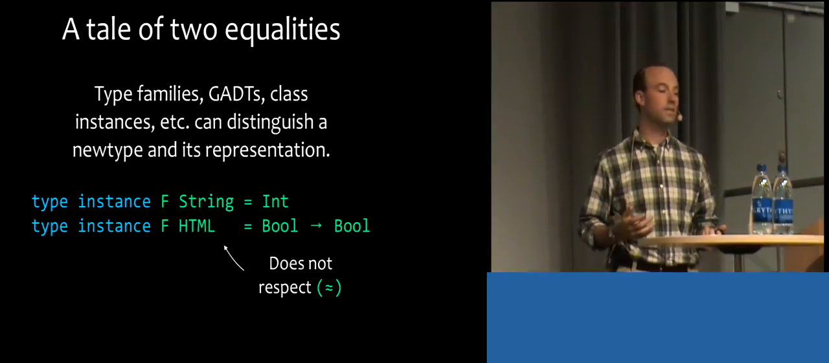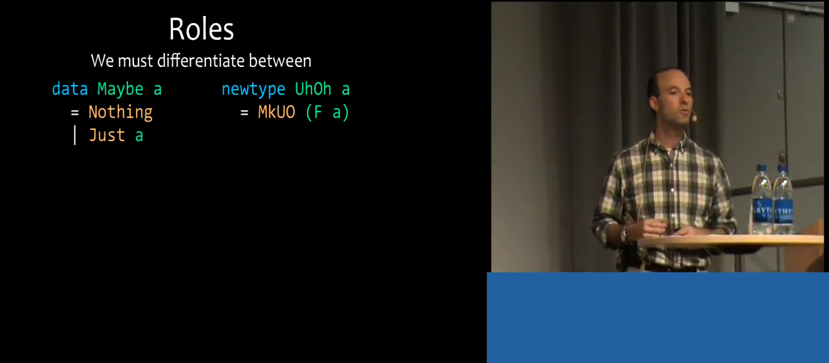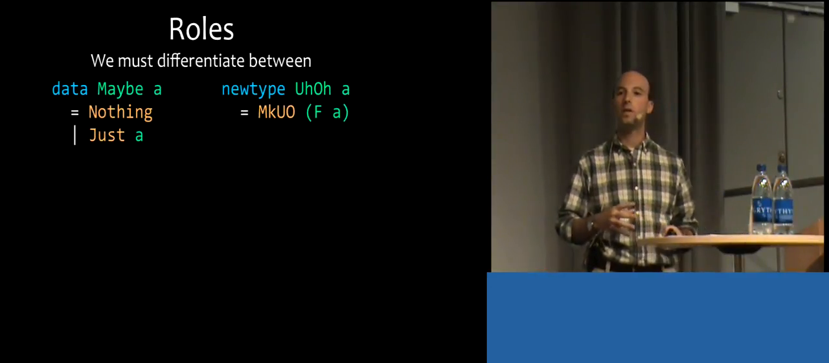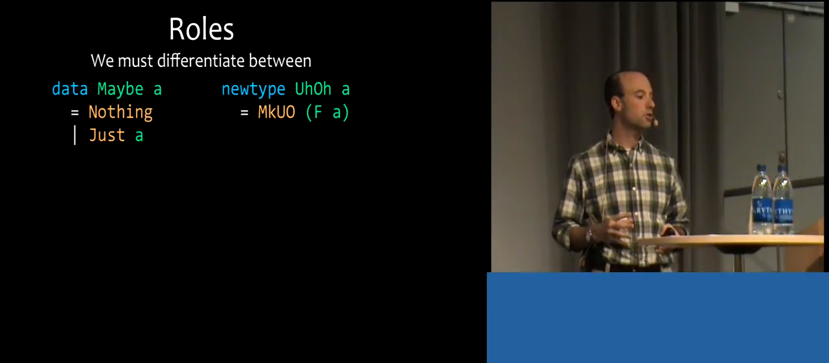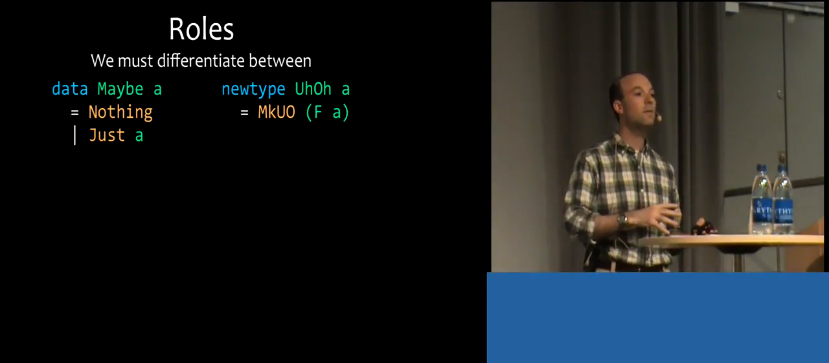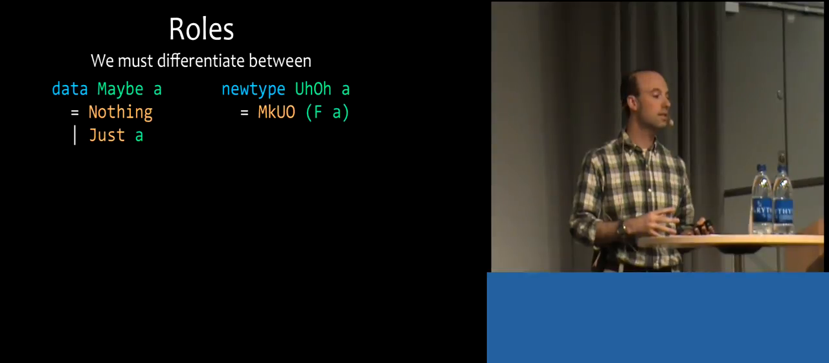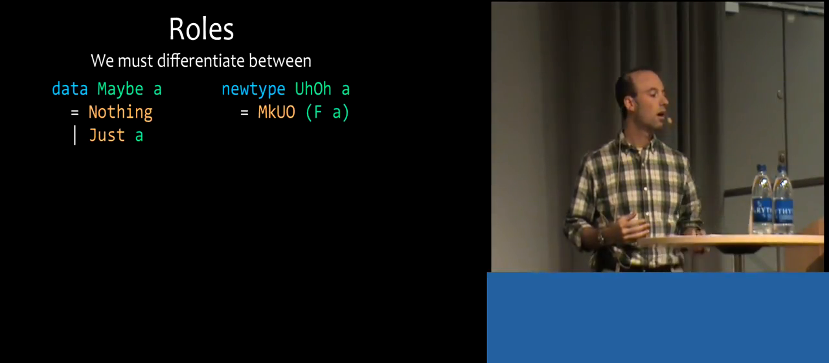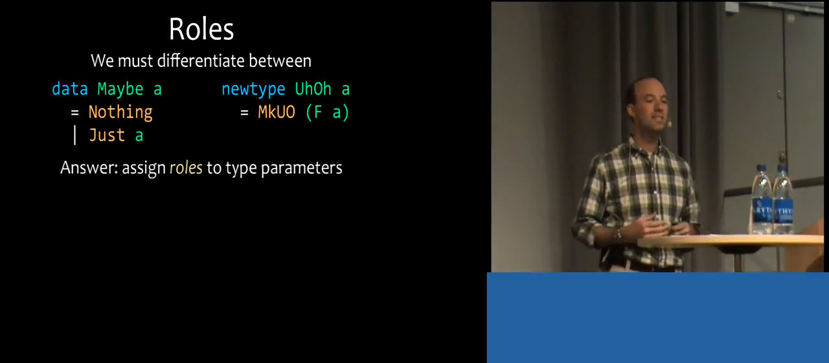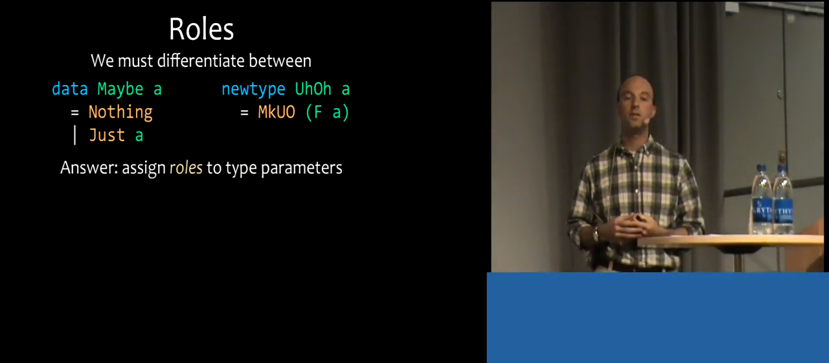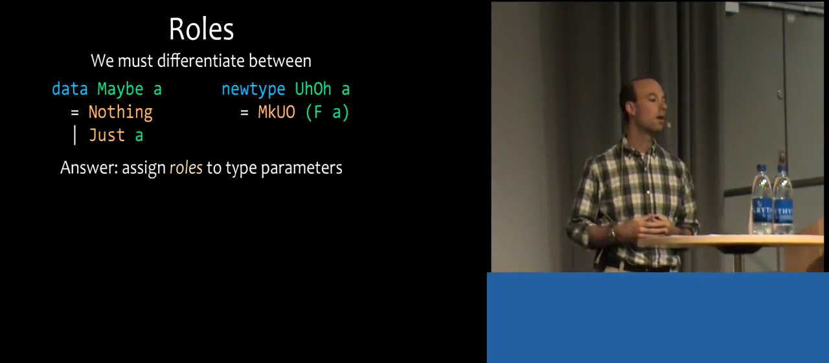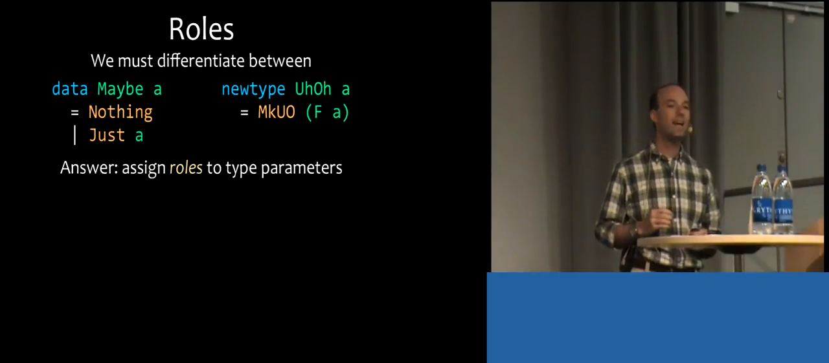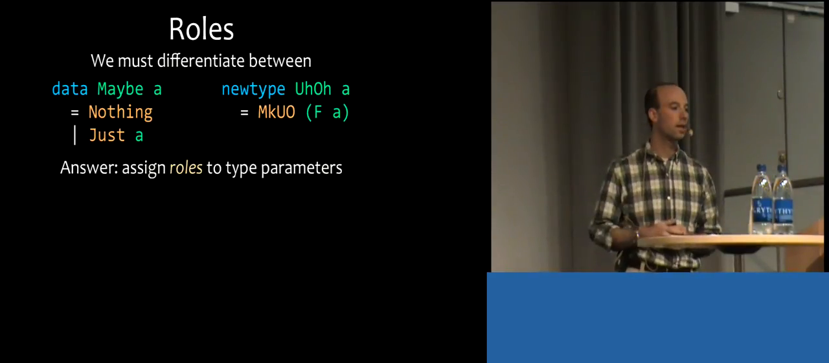Okay, so now how are we going to fix this disaster? We really need to differentiate between two different data type declarations. We need to differentiate between Maybe, where it's safe to have a lifting instance, and where it's not safe to have a lifting instance. The way we do that is we assign so-called roles to the type parameters. So a role is attached to this type parameter A on either side.